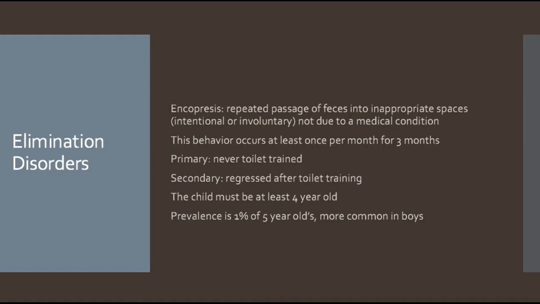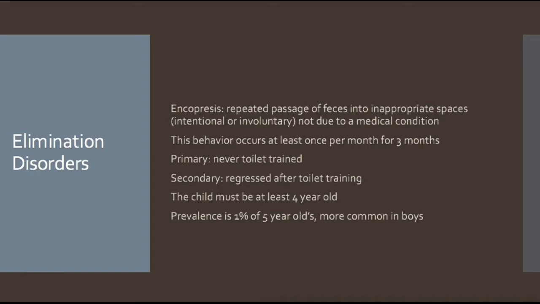So the child must be at least 4 years old, and the prevalence is approximately 1% of 5-year-olds, and it's more common in boys. So you would say by 5, most kids should be able to hold both their urine and feces and not have issues with encopresis or enuresis.